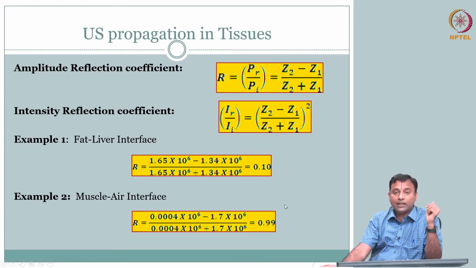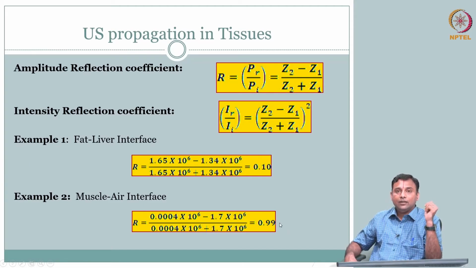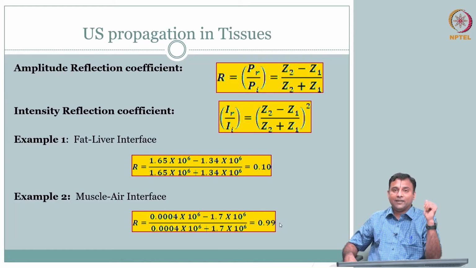So here what is happening? I have a muscle air interface, which is 99%. Here I get a lot of signal back. 99% comes back when it encounters this interface.